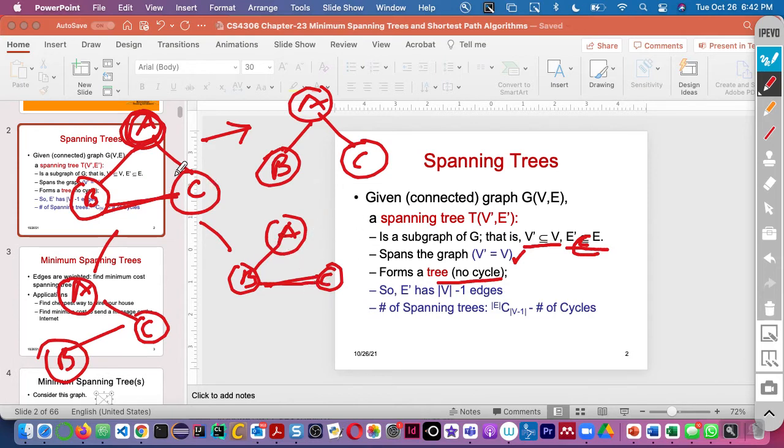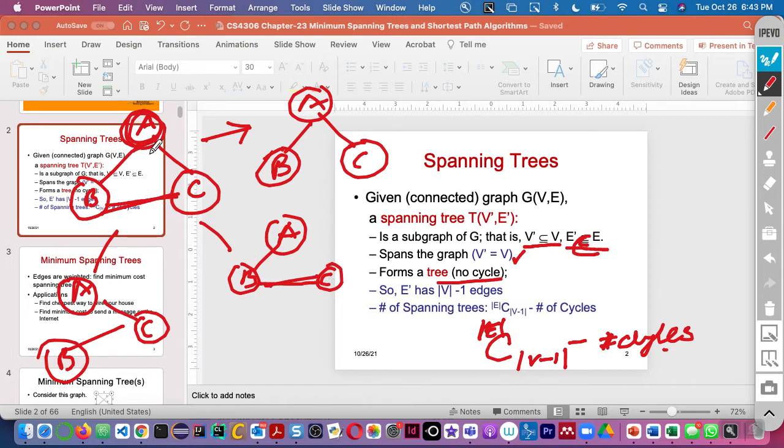So for a given graph, there are multiple spanning trees. Okay, in general, so how many spanning trees? So number of spanning trees is the combination. You understand combination, right? So here number of edges will come here, set of edges, and then here will be V minus 1, and then minus number of cycles. If there are cycles in a graph, then the number of cycles need to be subtracted to find how many spanning trees.